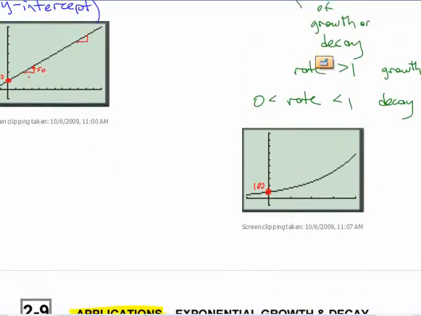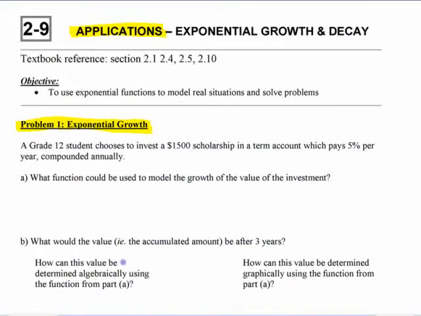All right, one application of exponential functions is looking at investments. Okay, so this is an example of exponential growth. You could change this here. A grade 12 student chooses to invest. You could say a wise grade 12 student chooses to invest in a term account which pays 5% per year, even though that's a lot higher than you're going to get these days, compounded annually.